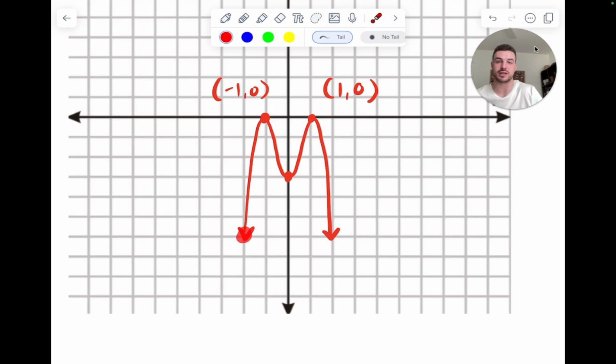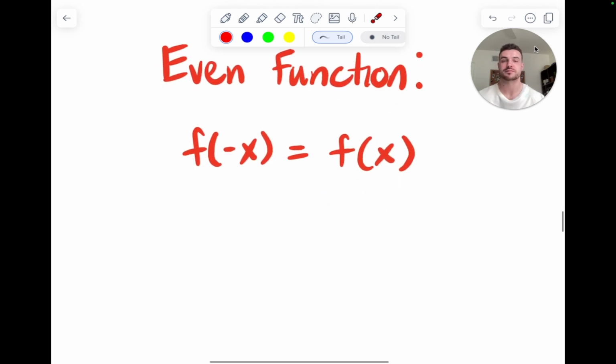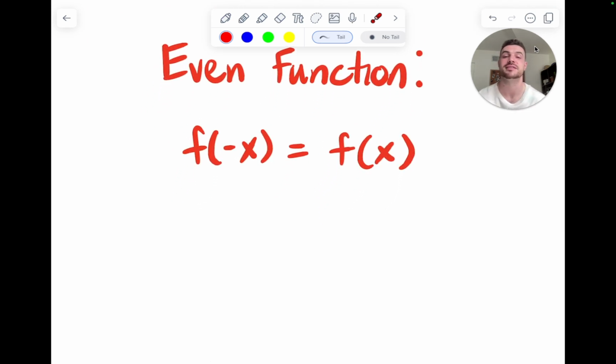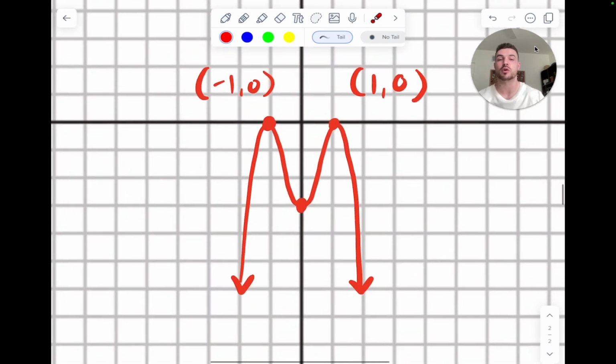If I take this point and I were to reflect it over my y-axis, I get another point which is right about there, also on my function. So this one's a little bit different. This is what we call an even function. The definition here is if I plug in a negative x value, I get out my original. And here's why this is important on the graph.